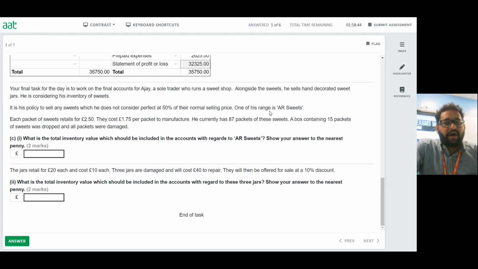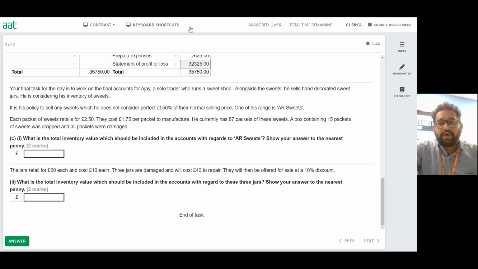One of his range is AR sweets. Each packet of sweets retails for £2.50. They cost £1.75 per packet to manufacture. He currently has 87 packets of these sweets. A box containing 15 packets of sweets was dropped and all packets were damaged. Now they want you to work out the total inventory value which should be included in the accounts in regards to AR sweets. Show your answers to the nearest penny.